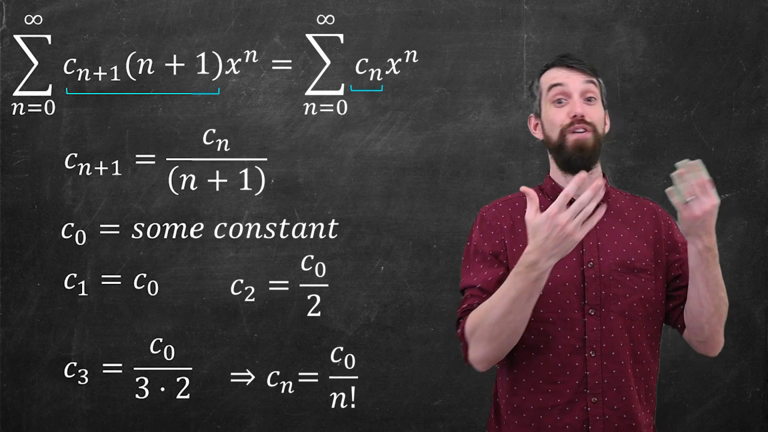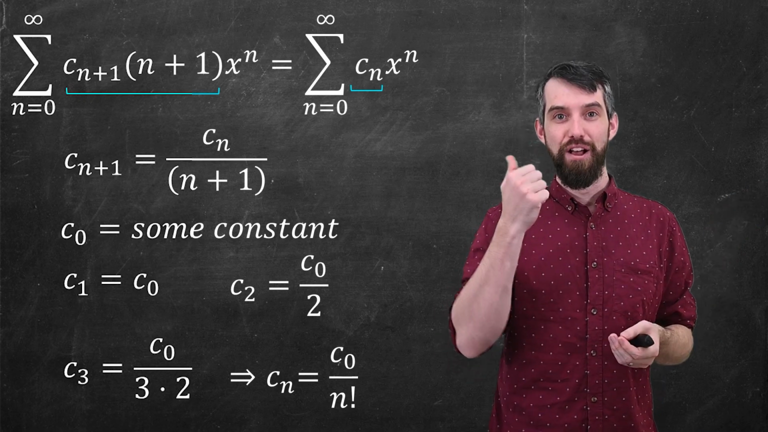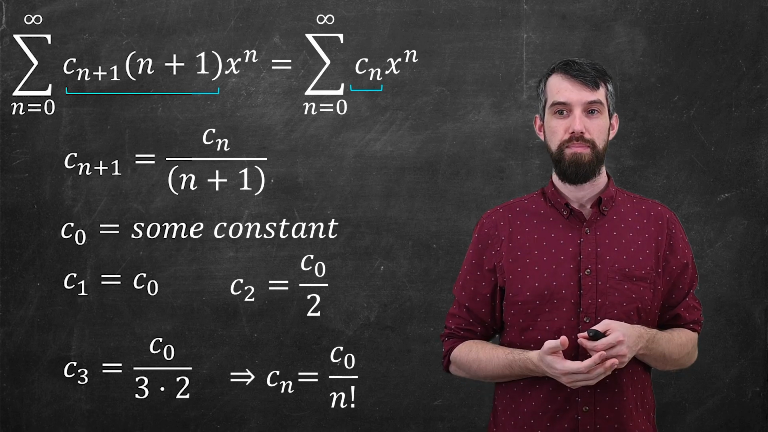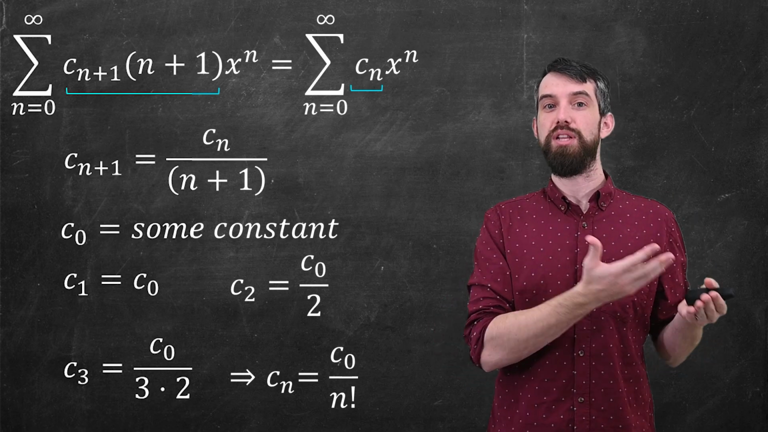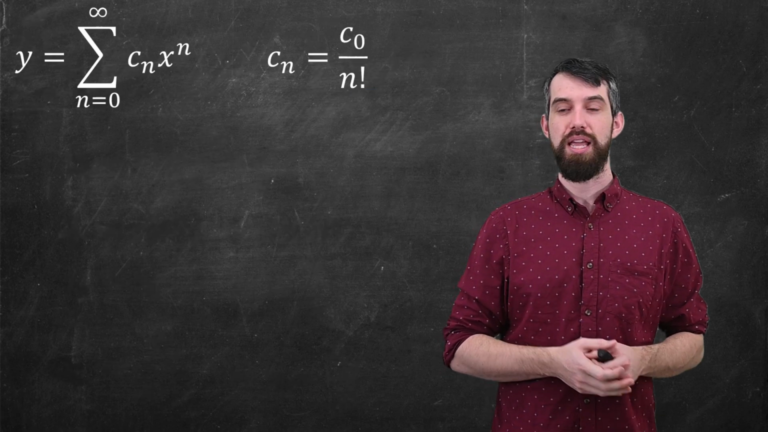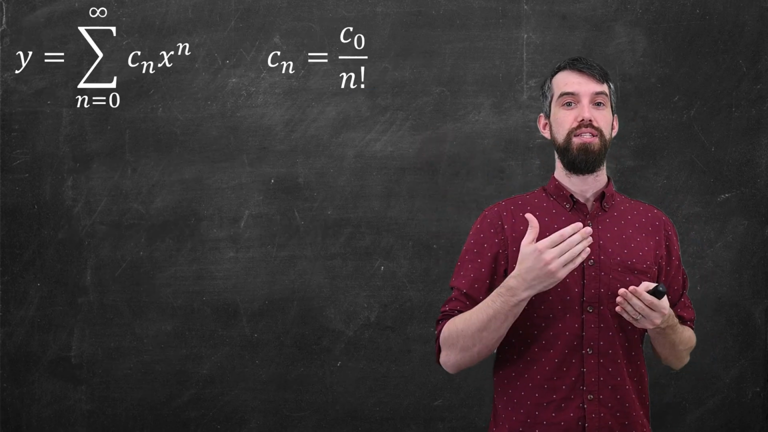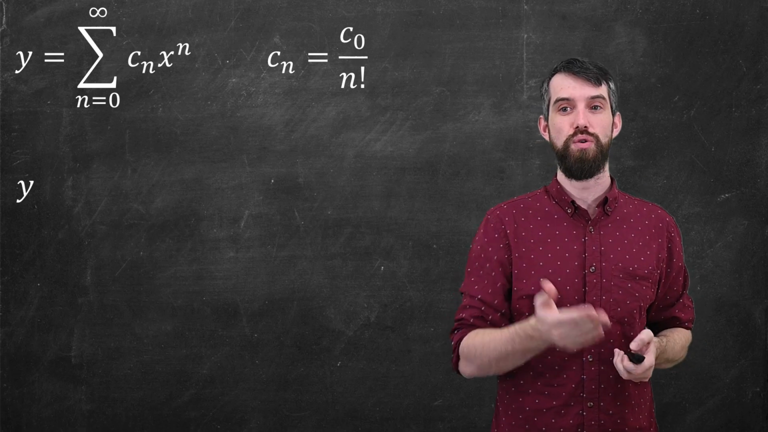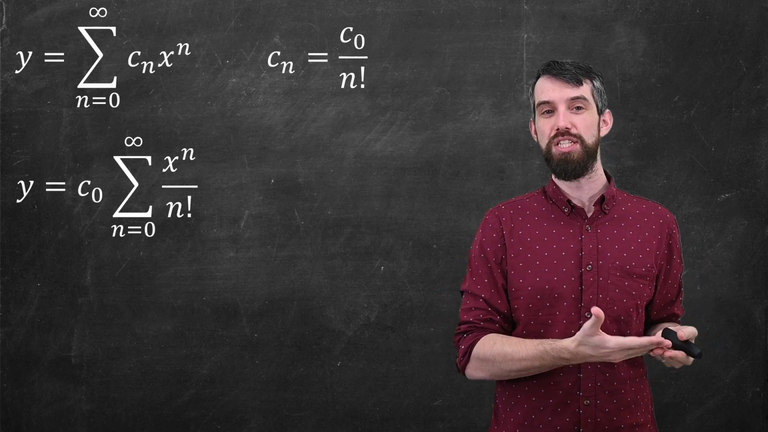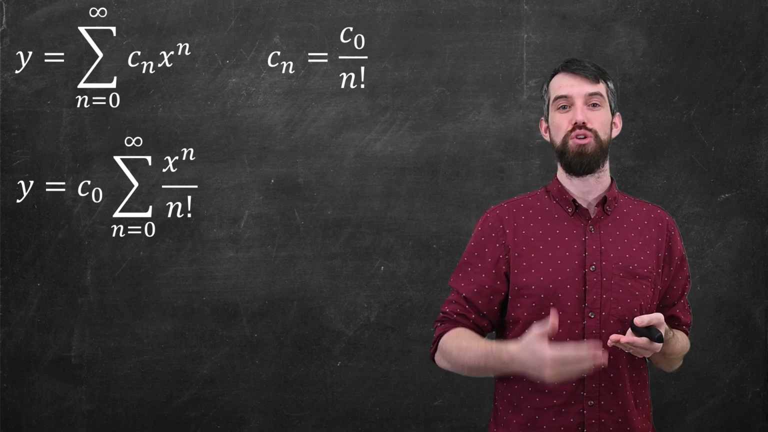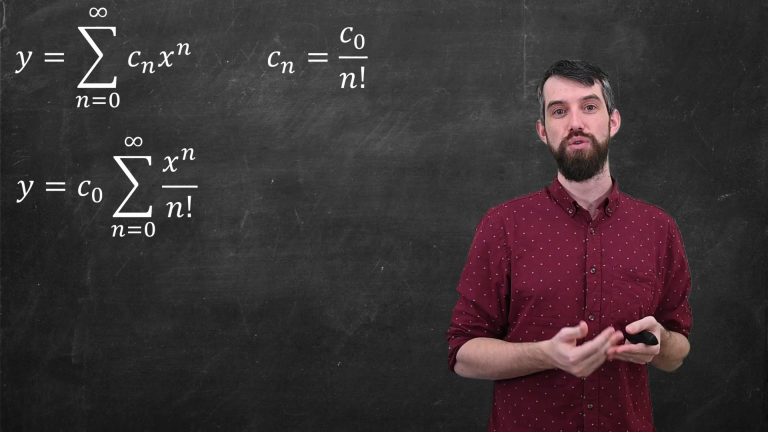For example, C5, say, is C0 divided by 5 times 4 times 3 times 2 times 1, which is 120. Okay, so we knew what the general expression for y was supposed to be, but now we solve for the Cn's. We put this together and say, I've got my general solution, Cn x to the n, and I know that the Cn is C0 divided by n factorial, and so my final answer is thus y is a constant times the sum of n equal to 0 up to infinity, x to the n over n factorial.